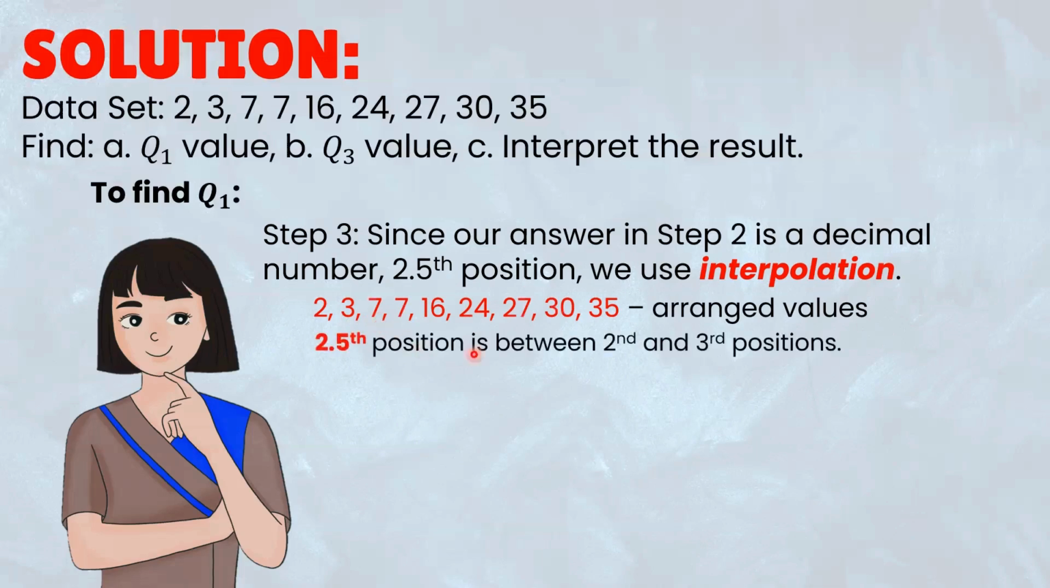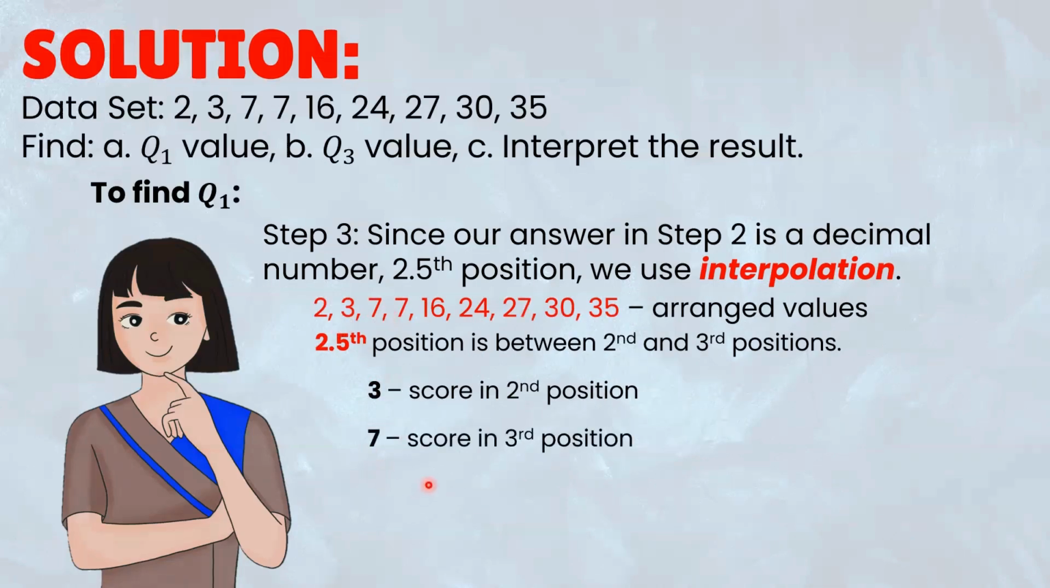So the 2.5 position is between the second and the third positions. Correct. It's the other way of saying it. So our score in the second position is 3. Okay. And our score in the third position is 7. So to find the score corresponding to the 2.5 position, we have to add the second score plus the 0.5 score.